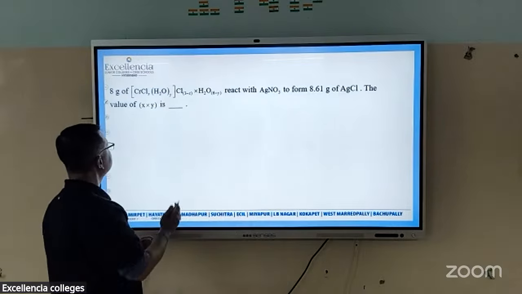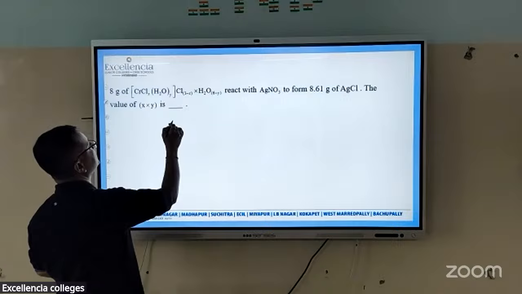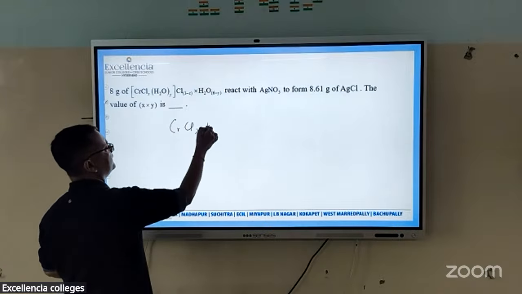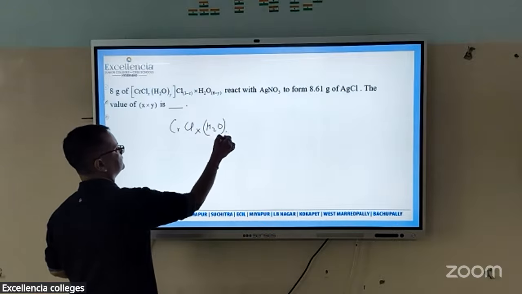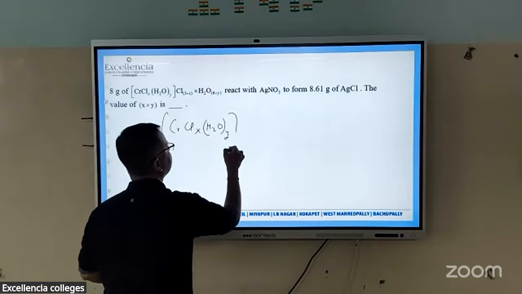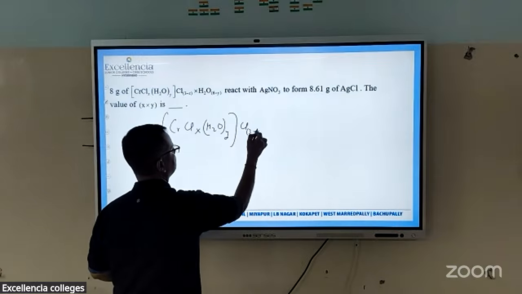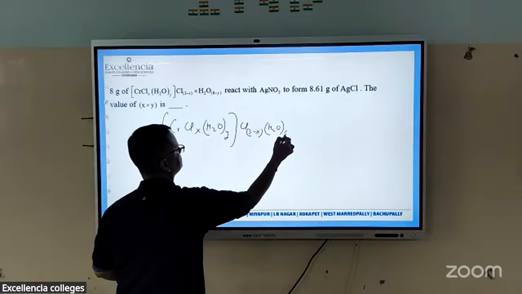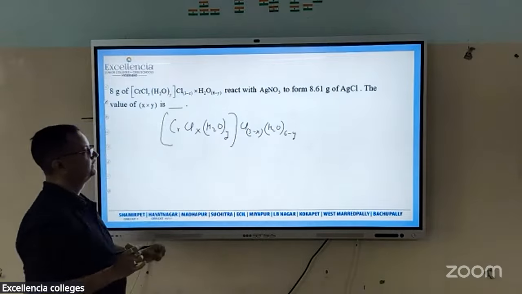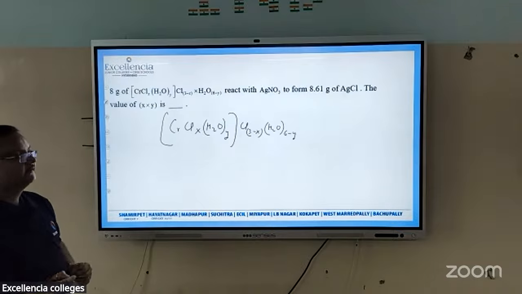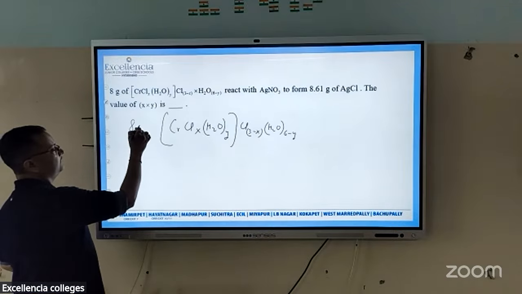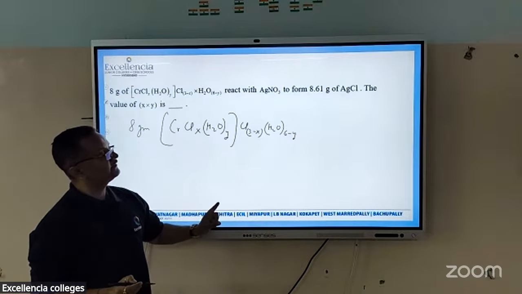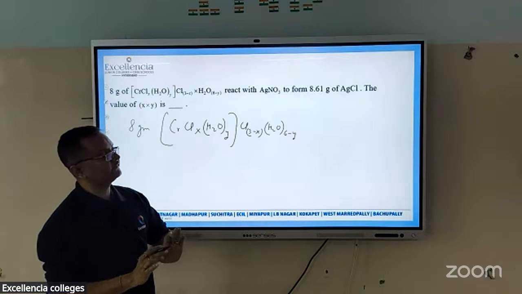See, what is given here? One complex is given: CrClx(H2O)y, and Cl3-x, and H2O 6-y. This complex is given, 8 grams of it, and it is reacting with silver nitrate to form 8.61 grams of AgCl.